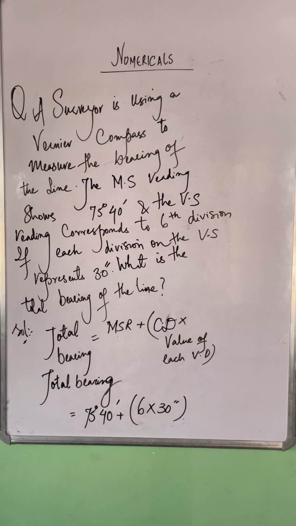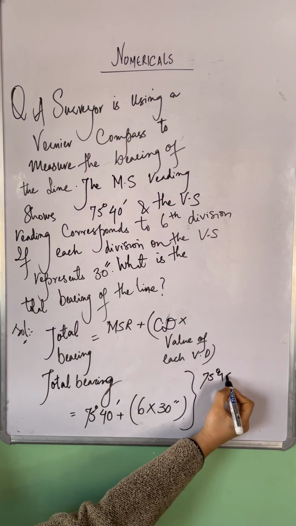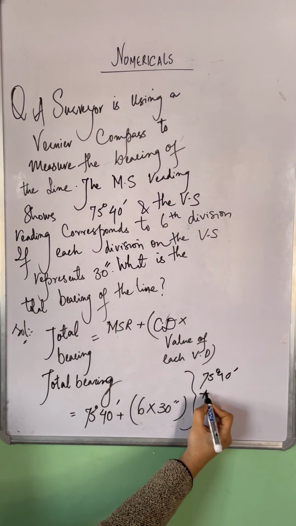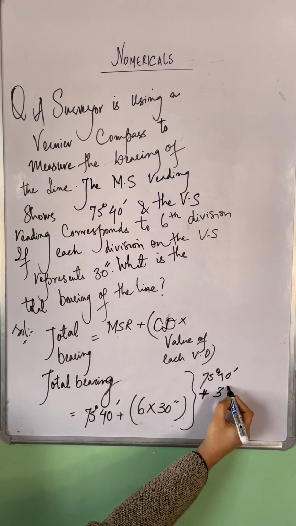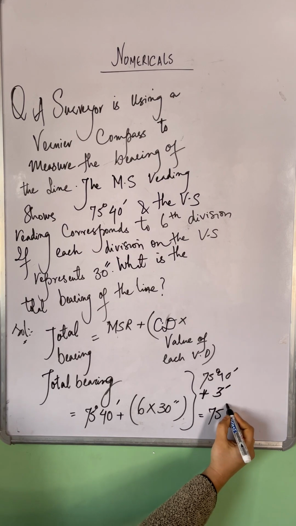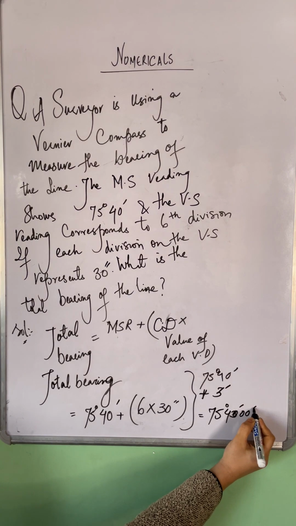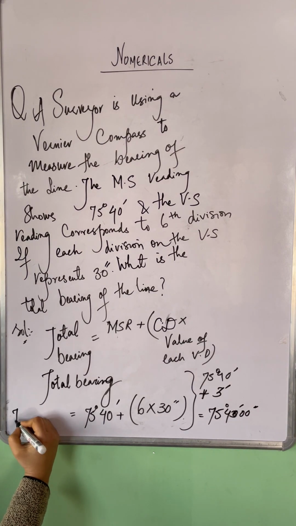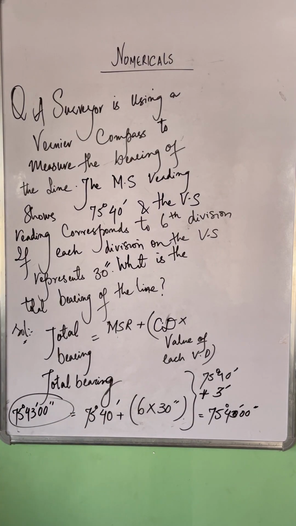How much? 75 degrees 40 minutes. Let me write it here. 75 degrees 40 minutes plus this, which is 3 minutes. So the total bearing of the line is 75 degrees, 43 minutes and 0 seconds. This is the total bearing of the line, 75 degrees, 43 minutes and 0 seconds.